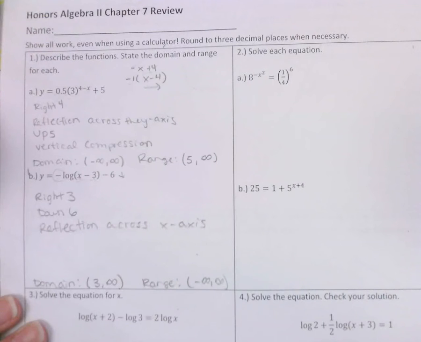Do we have to state the asymptote when we do this? I didn't put that in here, but you can if you want. Questions?